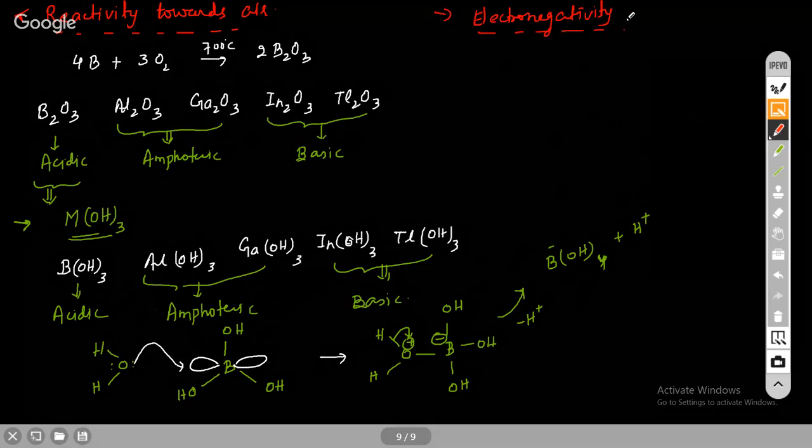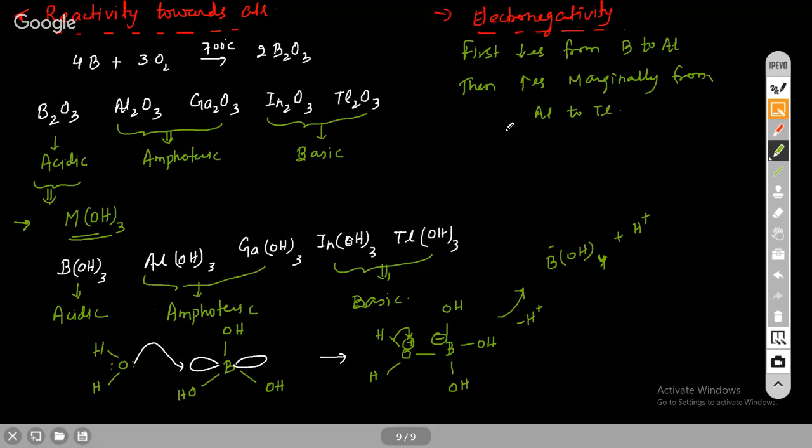Write down, as we go down the group, the electronegativity first decreases from boron to aluminium and then increases marginally from aluminium to thallium, right? This is again an irregular trend we have, so again it is important.